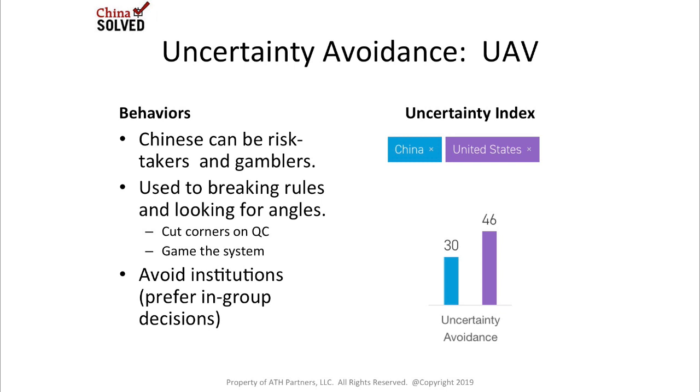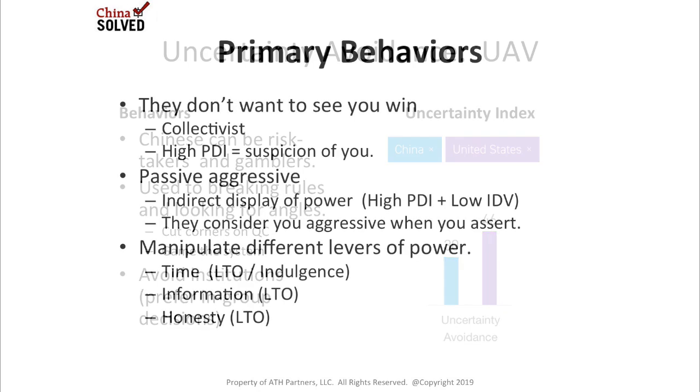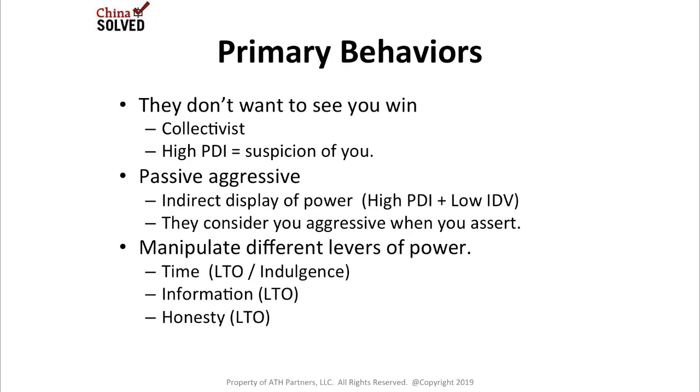So the Chinese can be gamblers, and they're used to breaking rules and looking for angles. And this means in many cases they'll sign contracts to get incentives, but will break them over penalties. So let's sum up. The primary behaviors that you'll encounter as a negotiator in China, the Chinese side really doesn't necessarily want to see you win.